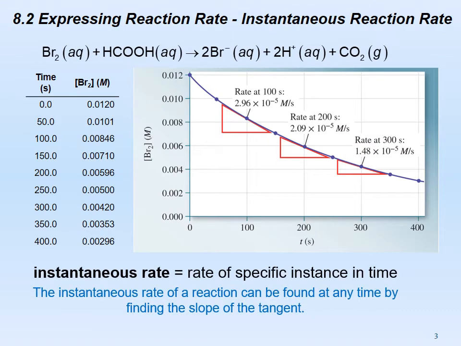Another way to express reaction rate is to find instantaneous rate. Instantaneous rate is the rate of a specific instance in time, that is a single point in time.